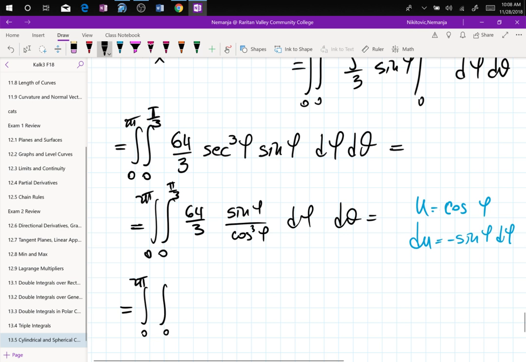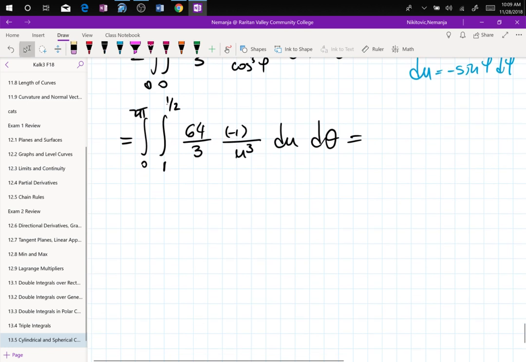The limits were 0 to 2 pi, 0 to pi over 3. No. We have to convert this. Converting limits: cosine of 0 is 1, and cosine of pi over 3 is 1/2. Now you're going to say, well, 1 is bigger, it's on the bottom. Yeah, but you will also get the minus sign. And then you can lose that minus sign by flipping these. So, 64 over 3, negative 1 divided by u cubed, du d theta. So this was another u substitution within the triple integral.